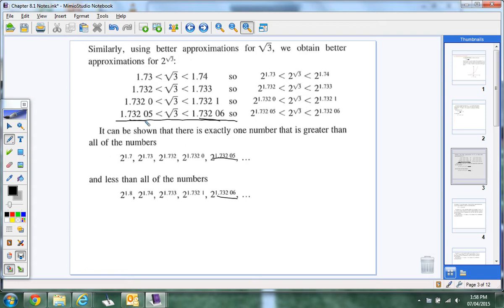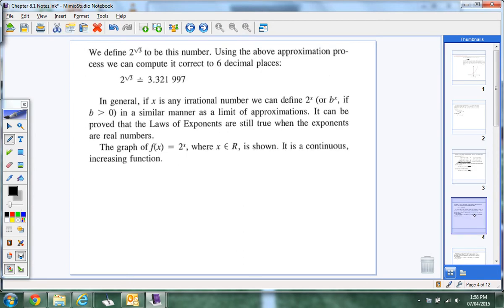Because root 3 is a number, right? So if we put root 3 in there, we put that in our calculator, it's going to kick something out. It's not going to be confused. Okay, so we define 2 to the root 3 to be this number. Using the above approximation process, we can compute the correct 6 decimal places. So the point is, we put 2 to the root 3 in our calculator, we will get that. It kicks out a number, it's a real thing.